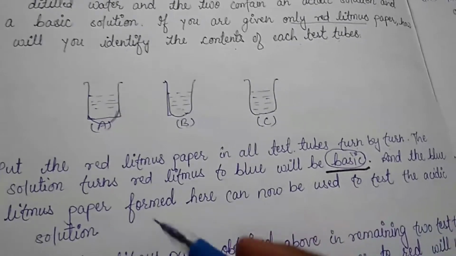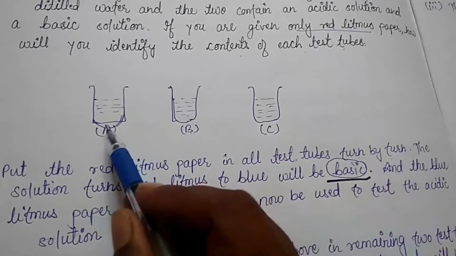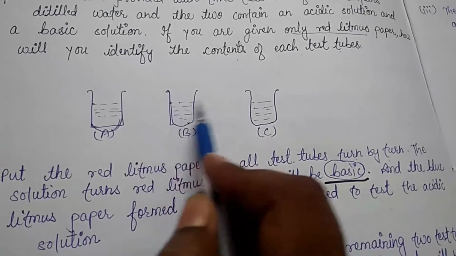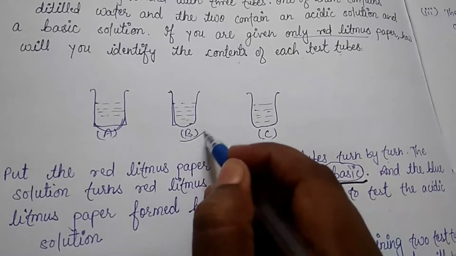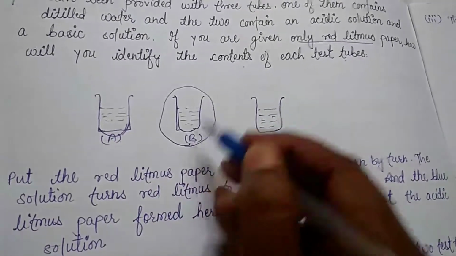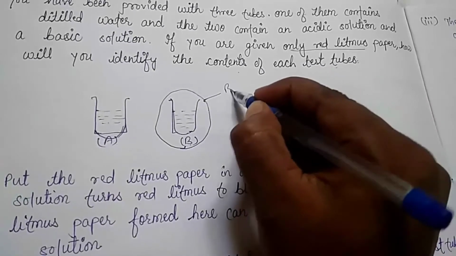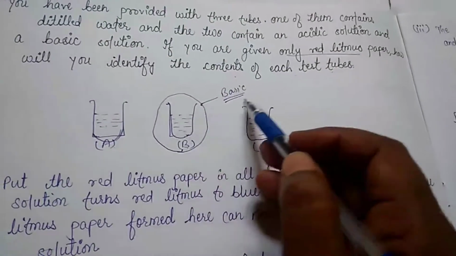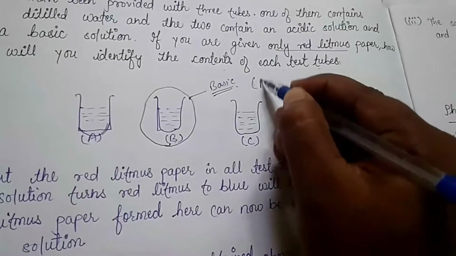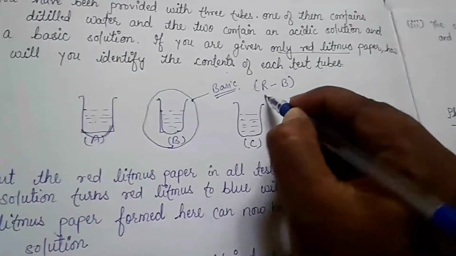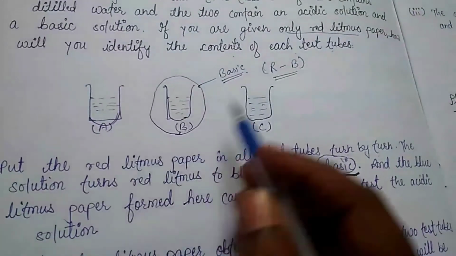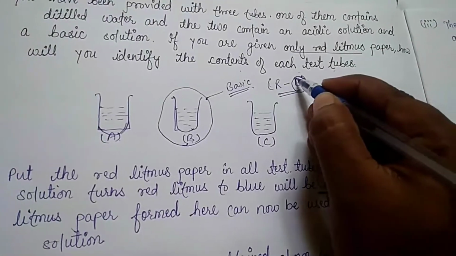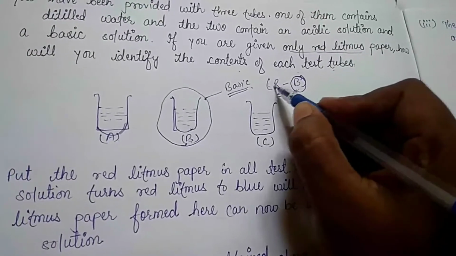Suppose children, we have put this red litmus paper in all test tubes, this and this. Suppose B turns red litmus to blue, that is a basic solution. This test tube contains basic solution because it turns red litmus to blue. Okay children, now our indicator has already turned blue, because it turns red litmus to blue.